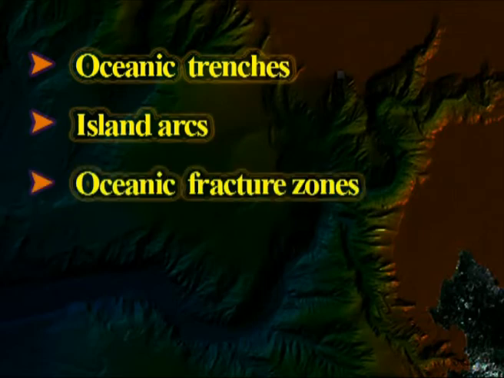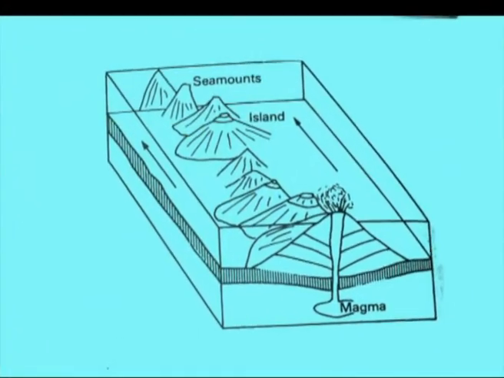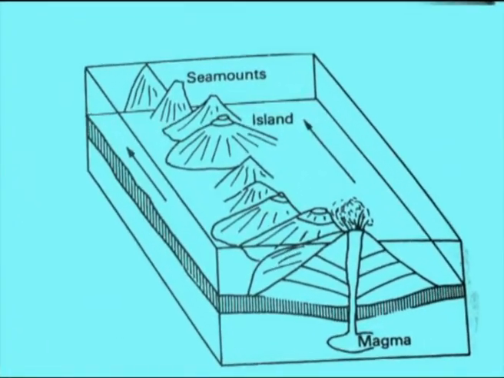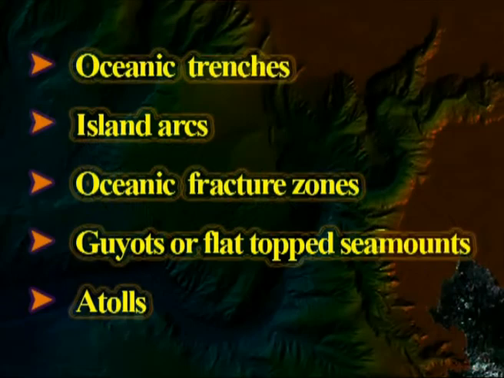island arcs, then the oceanic fracture zones in the oceans, which are generally east-west oriented. They extend several thousand kilometers across the major oceans. The ninth one is the guyots or flat topped sea mounts. These are eroded sea mounts during exposure at the surface. They are more than 1 kilometer in relief. The last one is the atolls.